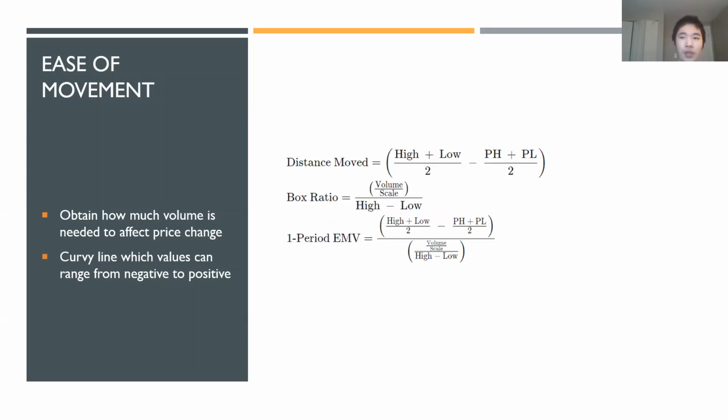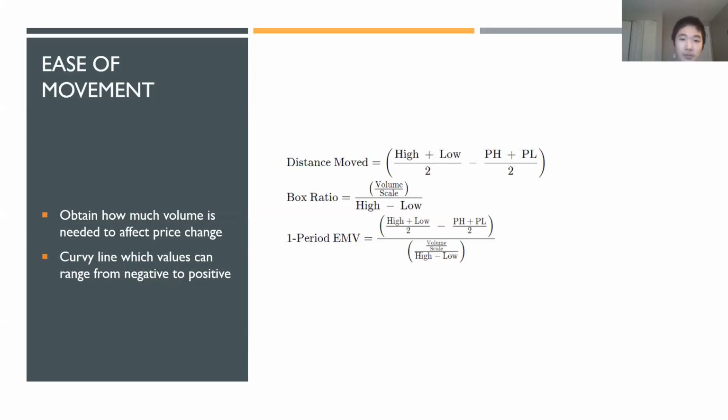Although this formula might sound a bit complicated, do not worry, because in real trading charts, they actually provide the indicators, so we don't have to manually calculate it ourselves. So if you look closely at the formula for one period of EMV, look at the denominator. It would make sense that the denominator would be smaller if the range, which is the high minus low, is larger than the volume.